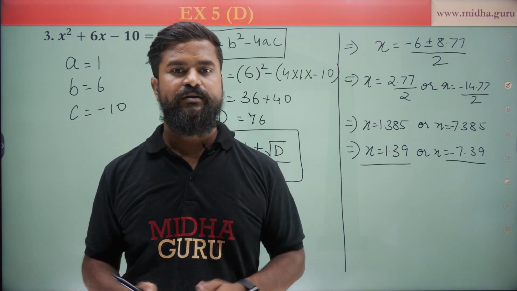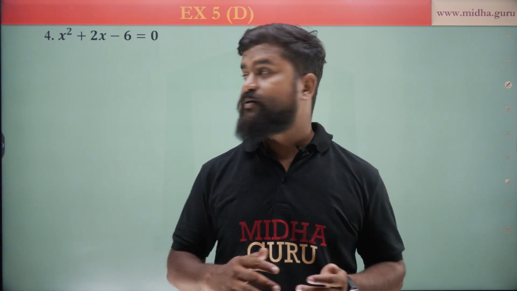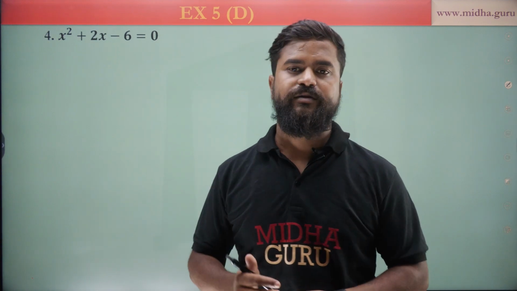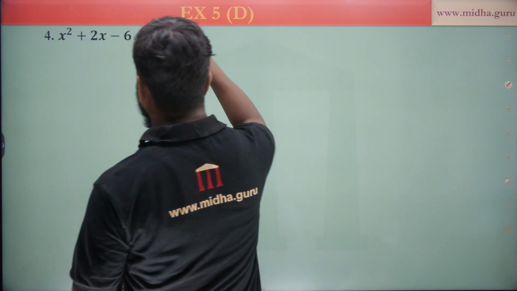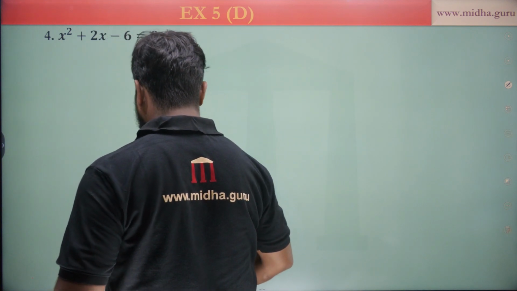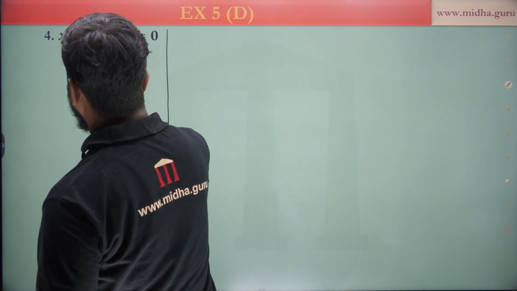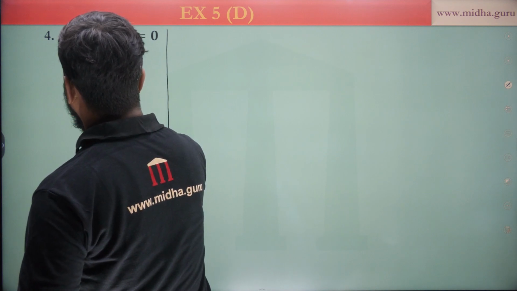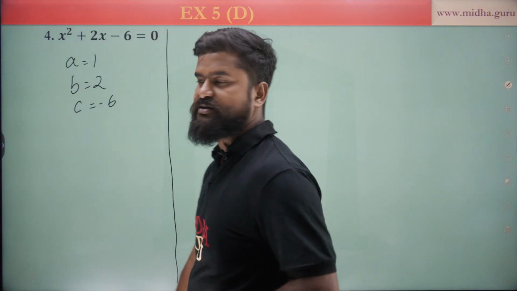Now let's move on to the next problem. Now the next equation is x square plus 2x minus 6 is equal to 0. Again, since it's already in the standard form, let's just take the values of a, b and c, that is a is 1, b is 2 and c is equal to minus 6.